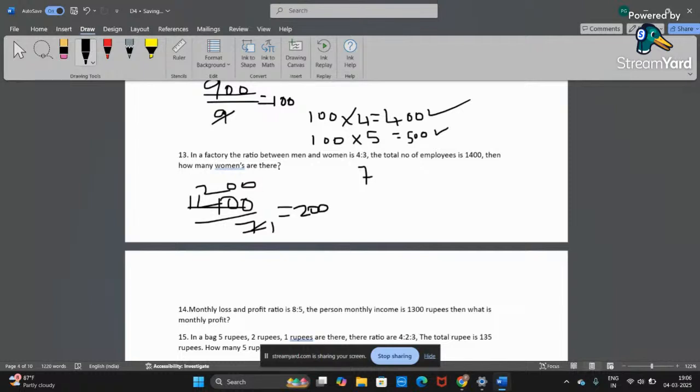So here, how many women are there? What is the ratio of the women here? 3 is the ratio, right? So 3 into 200. It is 600. There are 600 women in the factory. If they tell us to find the men count, then we have to take the men ratio into 200. So it is the total men count. It is 800. When we add these two numbers, we'll get 1400. Okay, now let's move on to the next one.